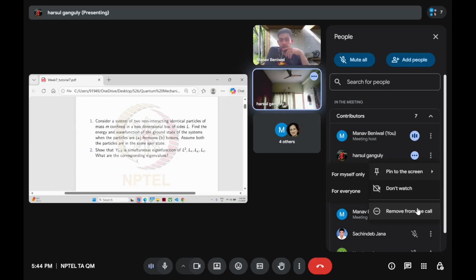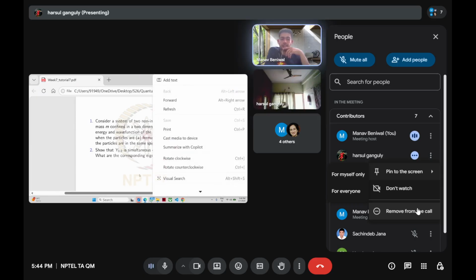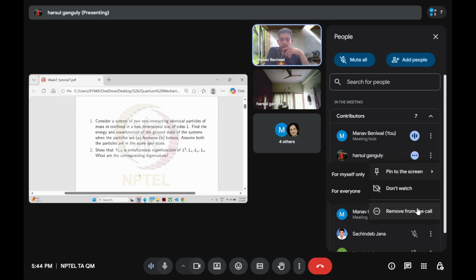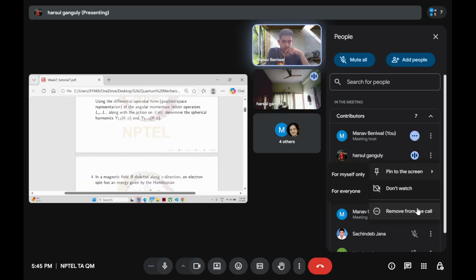Yes, sir. When they are bosons, we can take nx, ny as 1 for the first particle, and then again for the second particle we can take nx, ny as 1. But if they are fermions, for one particle we can take 1 comma 1, but for the other particle we have to take 2 comma 1 or 1 comma 2. We cannot take 1 comma 1. That is the difference. I did not understand that part.